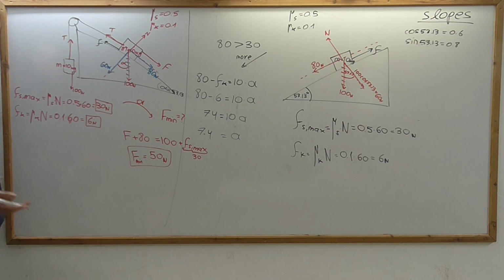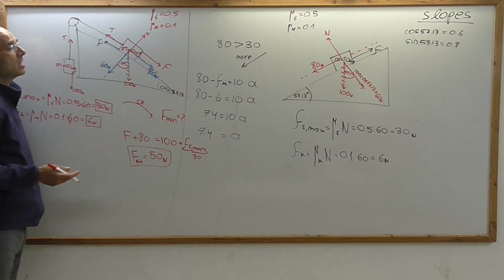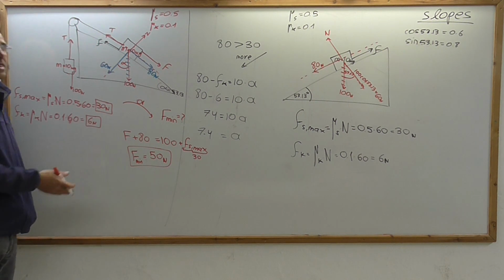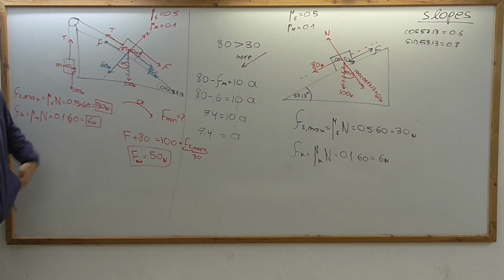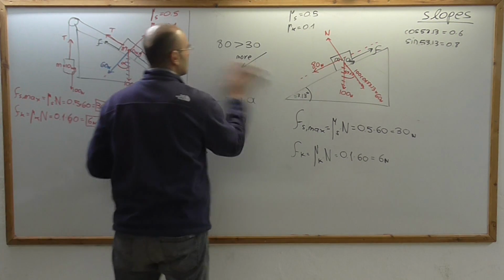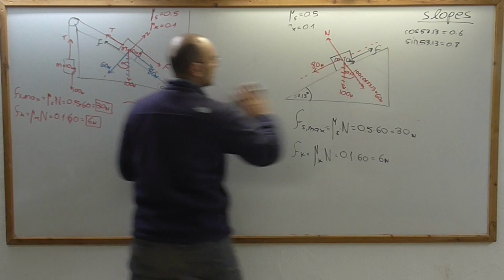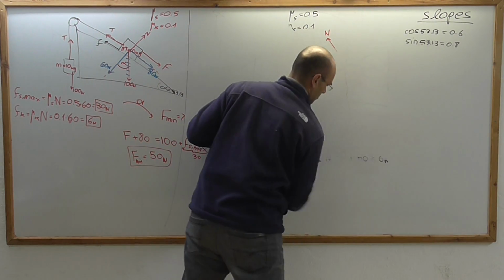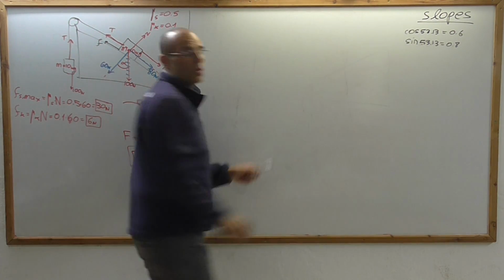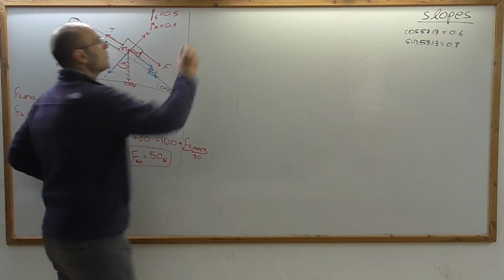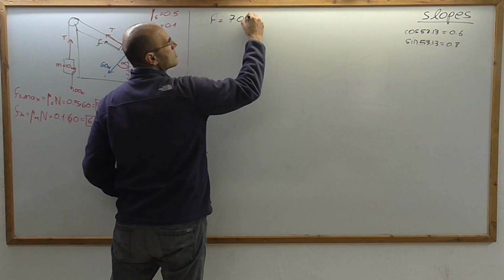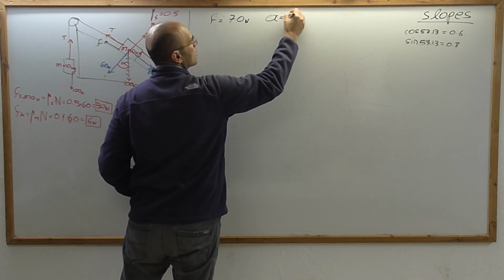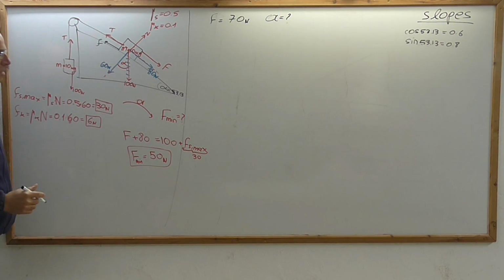Now I can ask another question. What happens if F is less than that or more than that? Let's say if it's more than that. What happens? I need another place here. What happens if F now is 70 newtons? What will be the acceleration? This is the second question I want to ask.